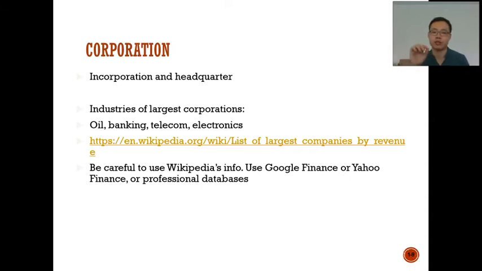If you read the list of largest companies by revenue on the Wikipedia page, you will find a very clear trend. And be careful when using Wikipedia's info. This web page's information is generally accurate, but when you're doing serious and rigorous research, avoid using Wikipedia's information, because it's not carefully checked by professionals. So use Google Finance or Yahoo Finance or some professional databases. The professional databases include CompuStat.